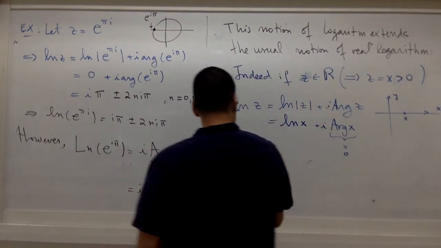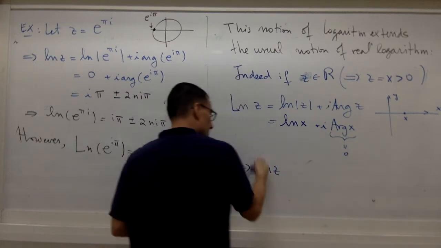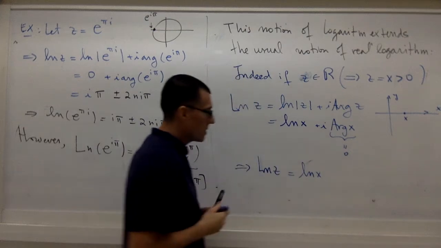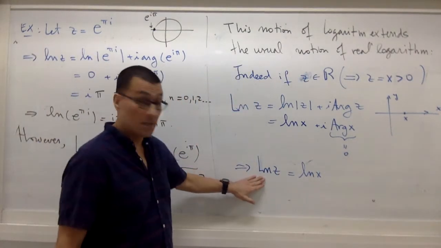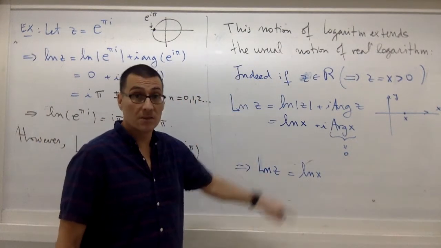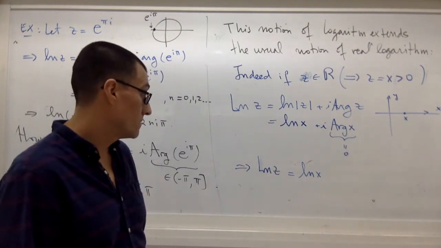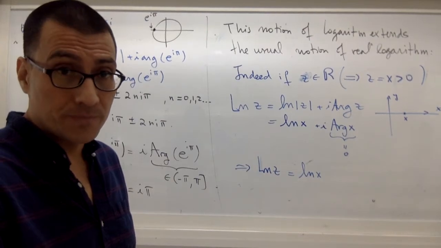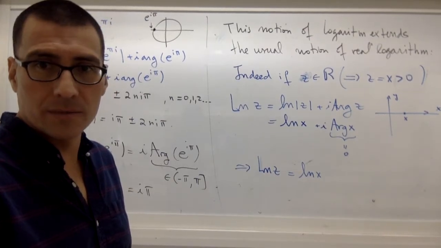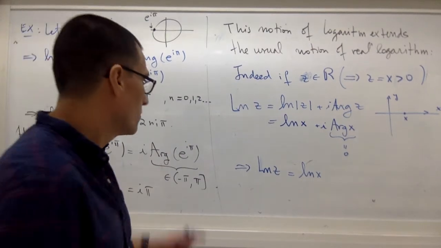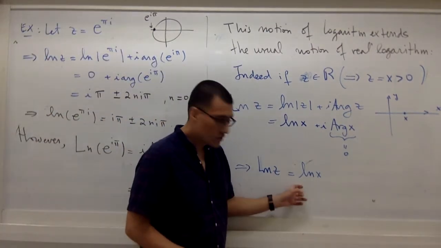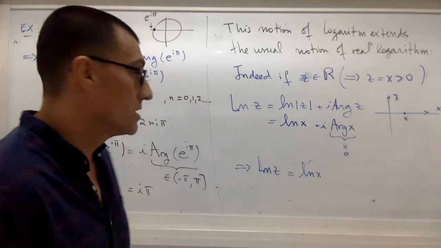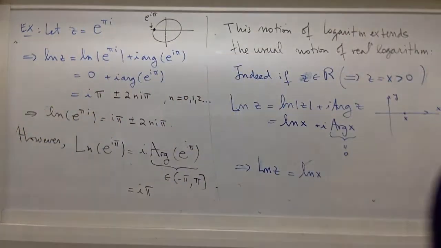So you're going to get here the principal value of the logarithm of z equal ln of x plus 0. So that's why the complex logarithm does extend the real one, this notion of real logarithm. In reality, the notion of complex logarithm is a generalization of the notion of real logarithm.